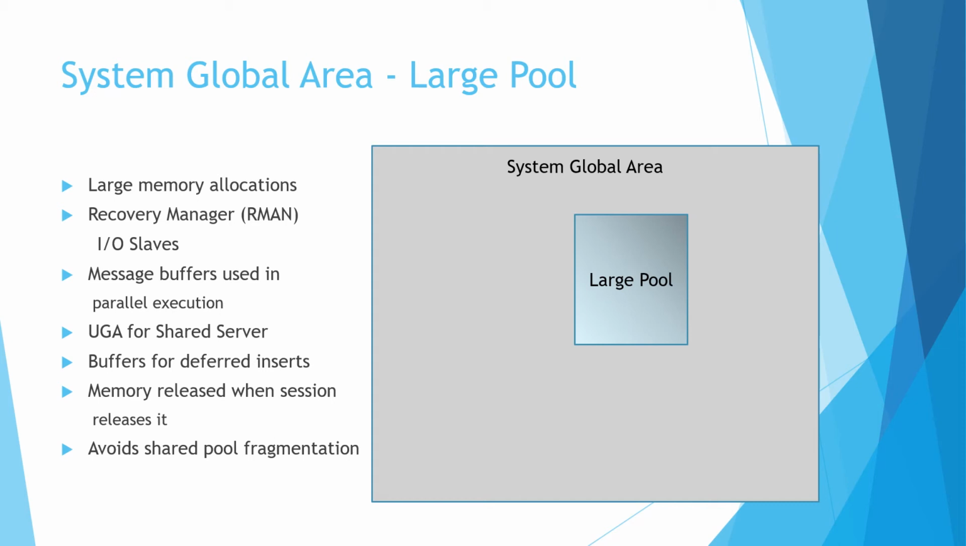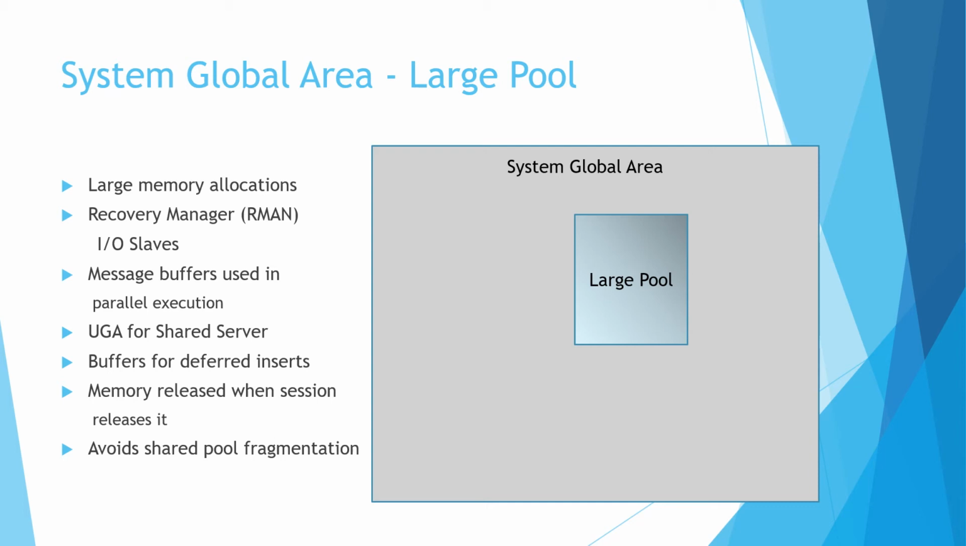Unlike the shared pool, which uses the least recently used algorithm to free buffers when it needs memory, the large pool memory is released when the session releases it. Shared pool can become fragmented by contiguous memory allocations. The database avoids the shared pool problem by allocating memory from the large pool.